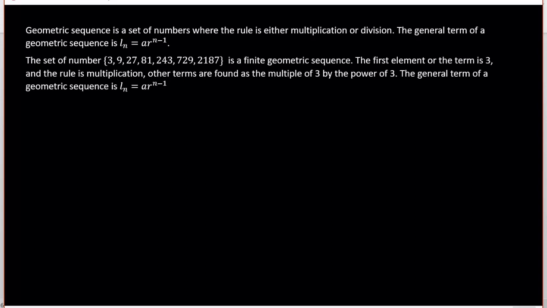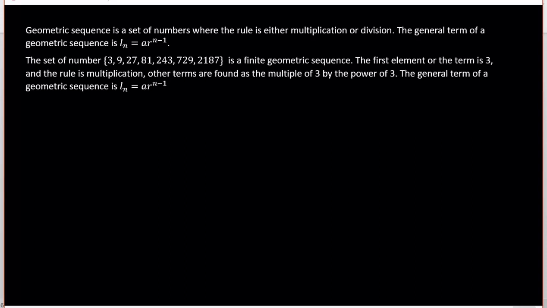Next, we are going to the geometric sequence. A geometric sequence is a set of numbers where the rule is either multiplication or division. The general term of the geometric sequence is a, the first term, times the common ratio r, with exponent n minus 1, and you will see the example.